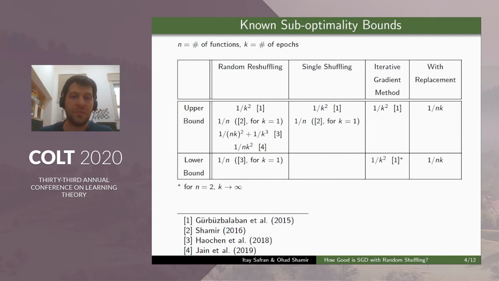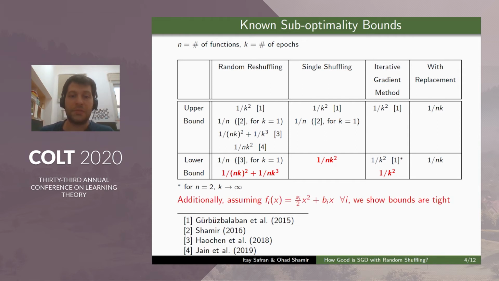And our main contribution in the paper is to show the following lower bounds. We show for the iterative gradient method a lower bound of 1 over k squared. This bound is non-asymptotic and works for all n. For single shuffling, we show a lower bound of 1 over nk squared. And for random reshuffling, we show a lower bound of 1 over n squared k squared plus 1 over nk cubed. So again, we see that depending on the ratio between n and k, we get different asymptotic behavior for the suboptimality rate of random reshuffling.